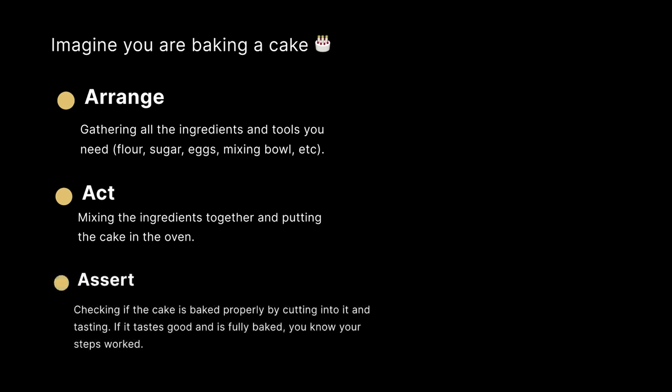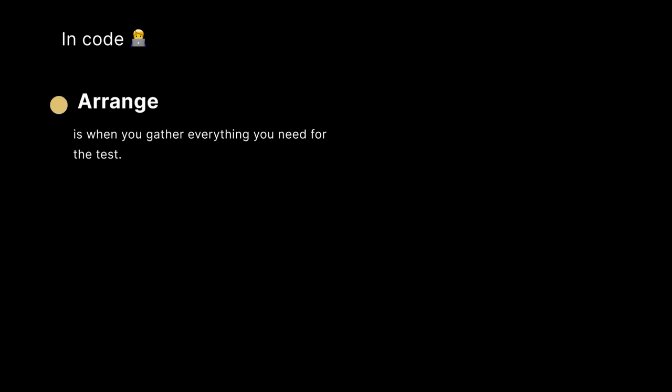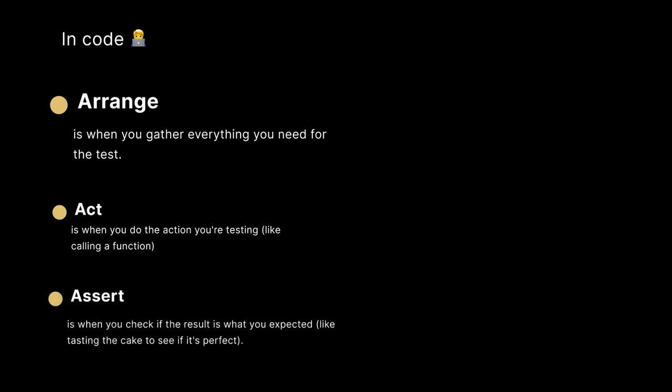In this phase we are checking if the cake is baked properly by cutting it and then testing it. If the test is good and it is fully baked, you know your steps worked. So that was just a quick analogy about the AAA. Now let me explain that in coding. Arrange is when you gather everything you need for the test, and act is when you do the action you are testing, like calling a function, and then assert is when you check if the result is what you expected, like testing the cake to see if it's perfect or not.